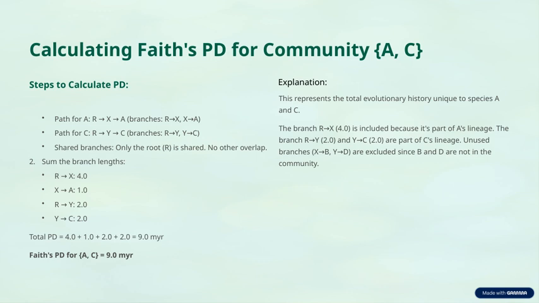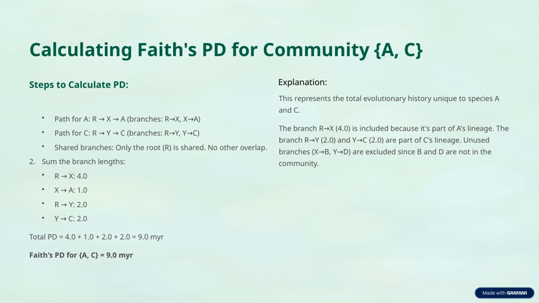Next, we sum the lengths of all the branches involved in these paths. For the R to X branch, the length is 4 million years. The X to A branch adds another 1 million years. For C, the R to Y branch is 2 million years, and the Y to C branch is 2 million years. Adding all these up, the total PD for this community is 4 plus 1 plus 2 plus 2, which equals 9 million years. This total represents the entire evolutionary history that is unique to species A and C combined.